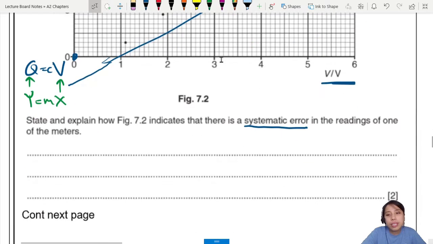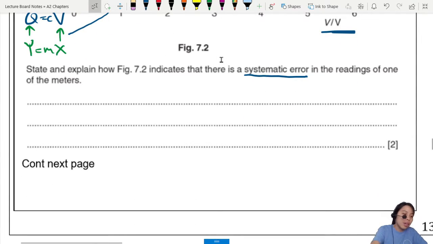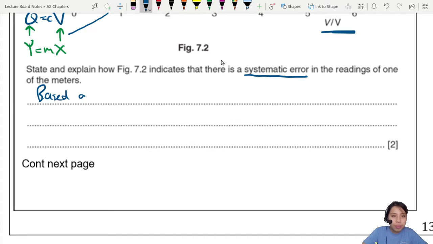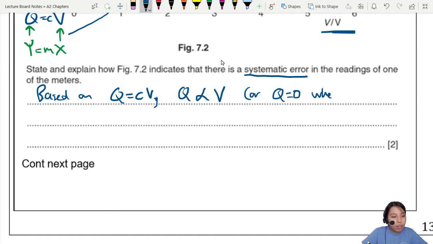So that's what you're going to explain here for 2 marks. You can say, firstly, what should be the correct graph. Based on the equation Q equals CV, Q should be proportional to V. That's what we know from the equation. Or you can say, when Q equals 0, V must be 0. Any of this is okay, as long as you know what the graph should be.